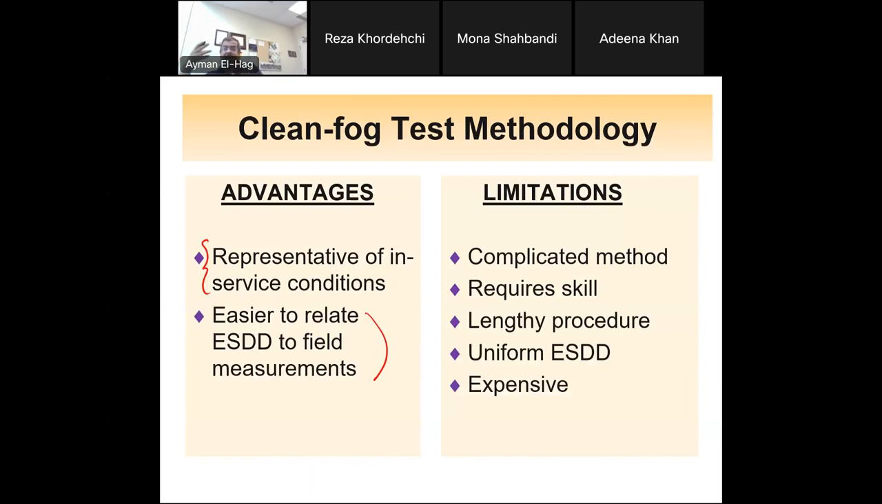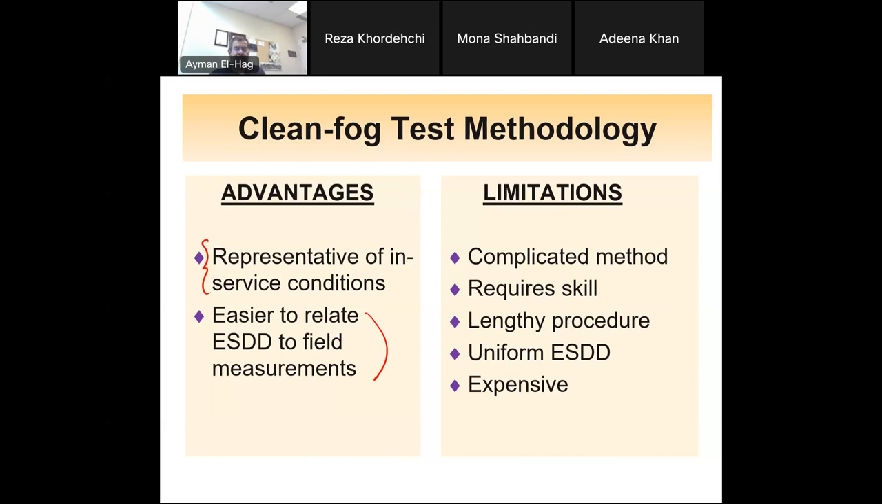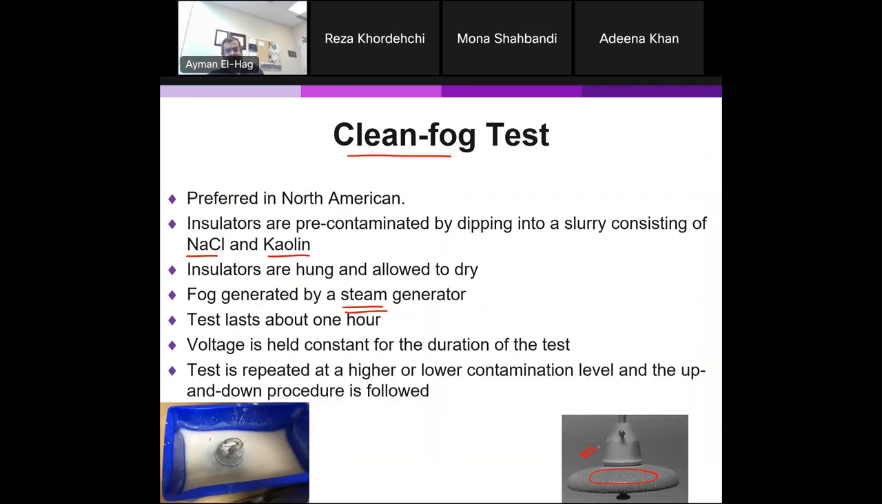Now, this is more complicated and more time consuming, because as I said here, you have to put the insulators here, dip it here, leave it for some time, usually 24 to 48 hours to dry, do the test, repeat the test, and each time preparing the sample is time consuming. So it's a much lengthier procedure. Also, when you do the dipping, you might not have a very good uniform distribution of the contaminant on the surface, which can sometimes affect the quality of the results.